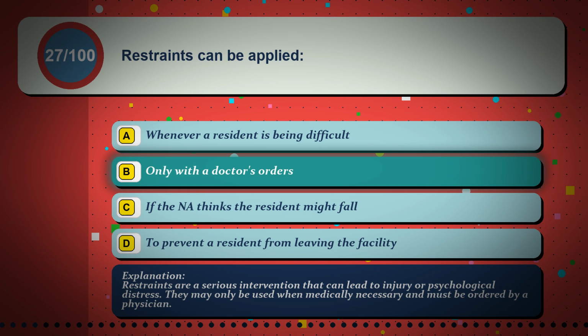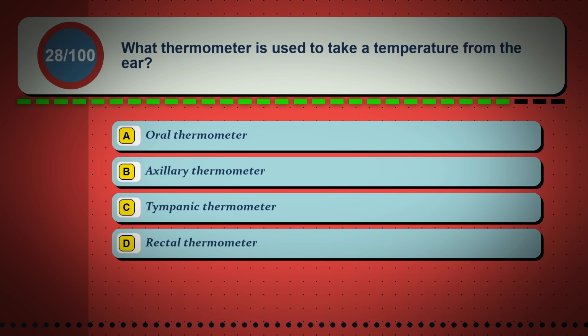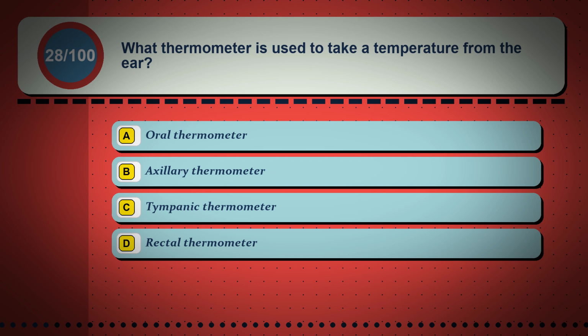Restraints are a serious intervention that can lead to injury or psychological distress. They may only be used when medically necessary and must be ordered by a physician. Question 28. What thermometer is used to take a temperature from the ear? Option A, oral thermometer. Option B, axillary thermometer. Option C, tympanic thermometer. Option D, rectal thermometer.